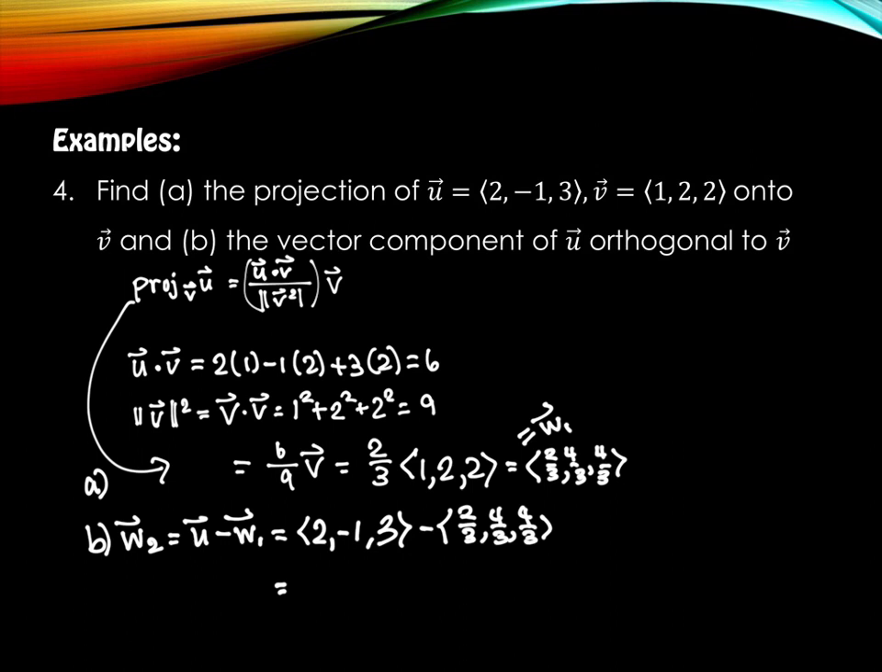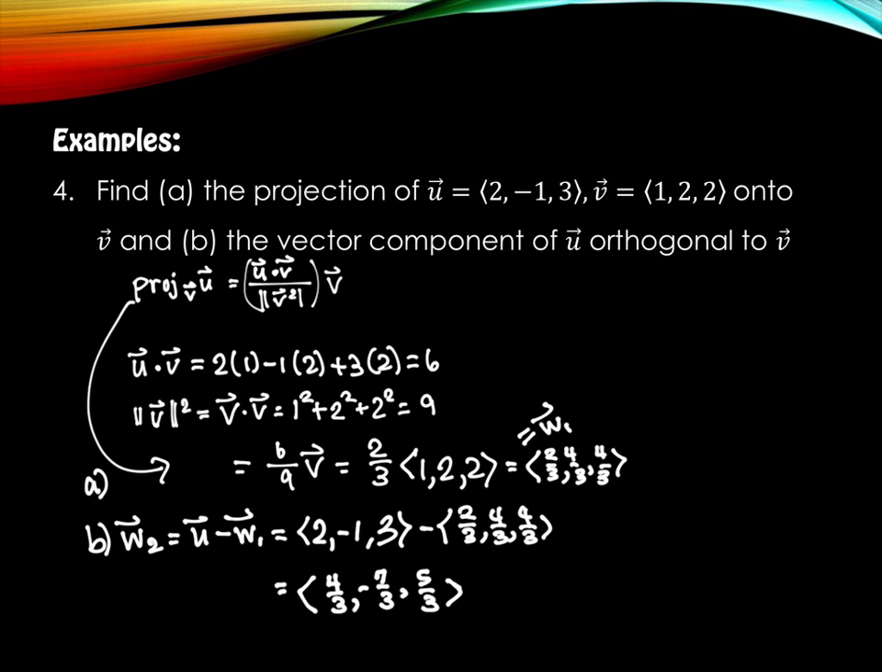So I need 2 minus 2/3. What will that give me? 4/3. This is going to give me a vector. I have negative 1 minus 4/3. It's negative in the middle here, so the minus. So negative 1 minus 4/3 is negative 7/3, right? And then I have 3 minus 4/3. What's that one going to give me? 5/3. Yeah, somebody said it.